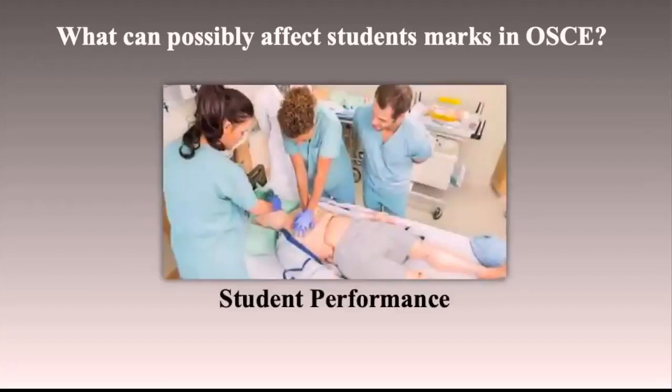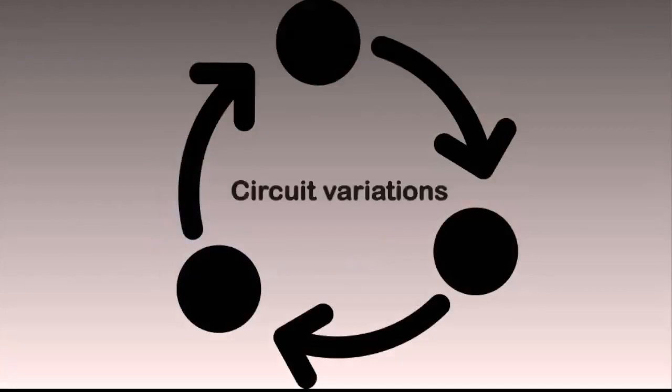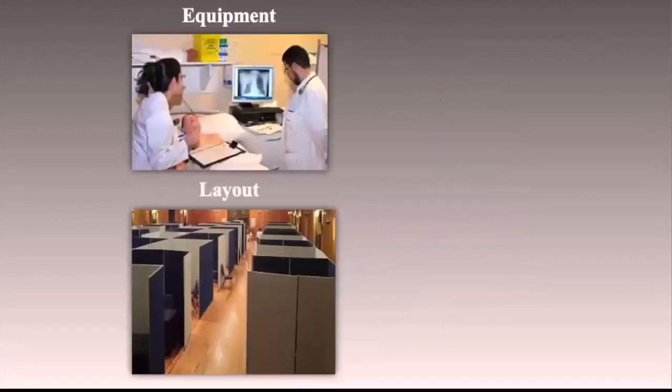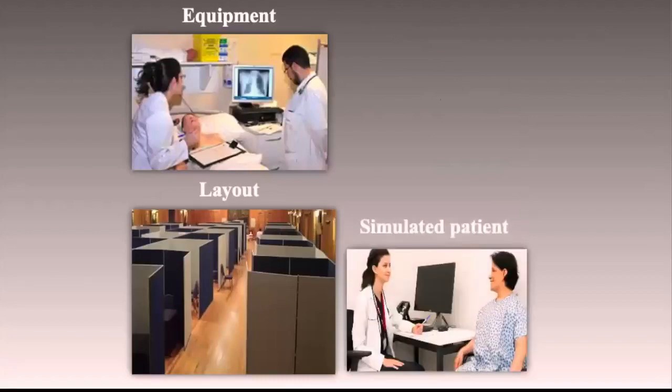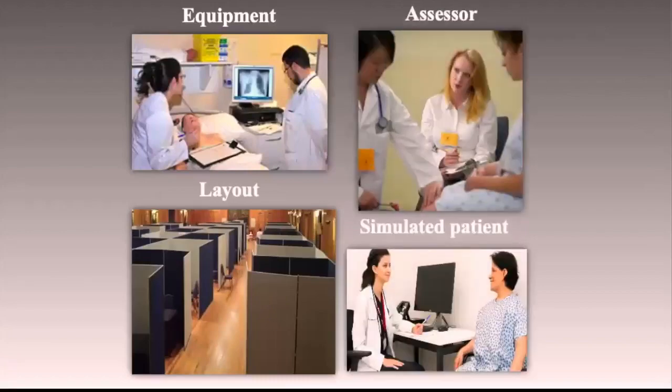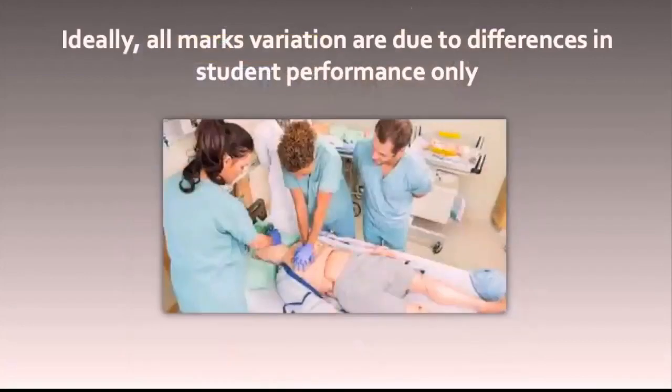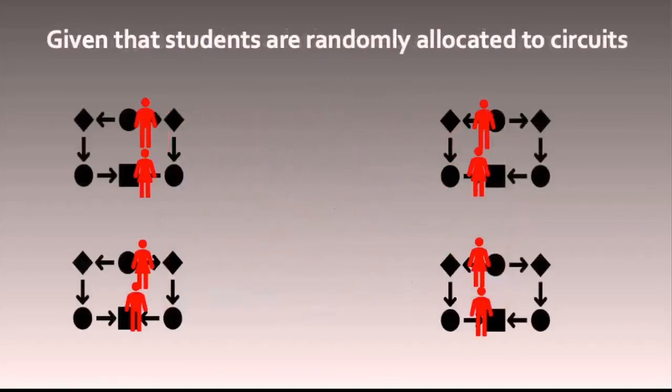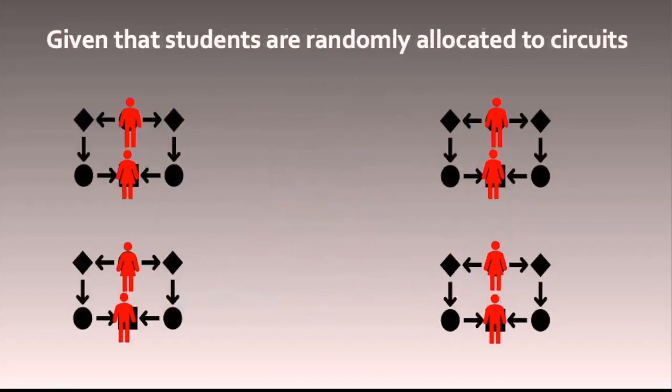First, there is the performance of the student in the exam. And then we have some circuit variations that might affect the performance of the students, like variation in equipment, variation in the layout, in the simulated patient, or in the assessor. Ideally, all the marks variation should be due to the difference in the student performance alone, given that the students are randomly allocated to the circuits.